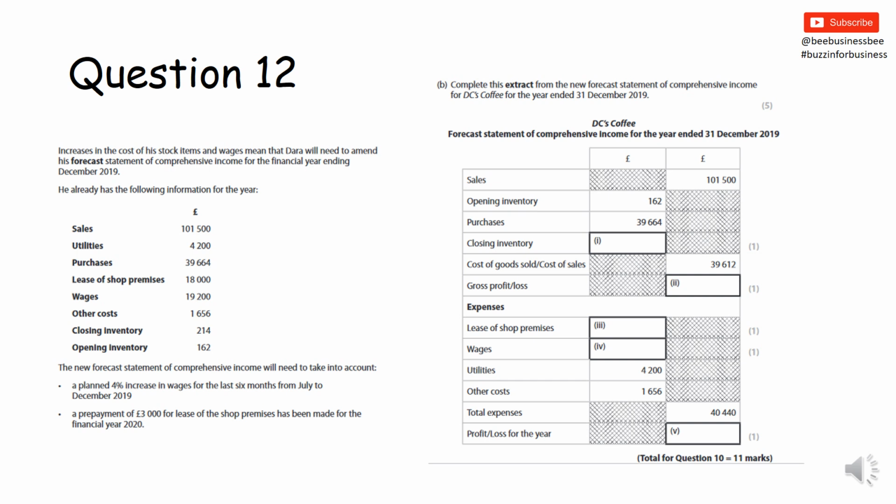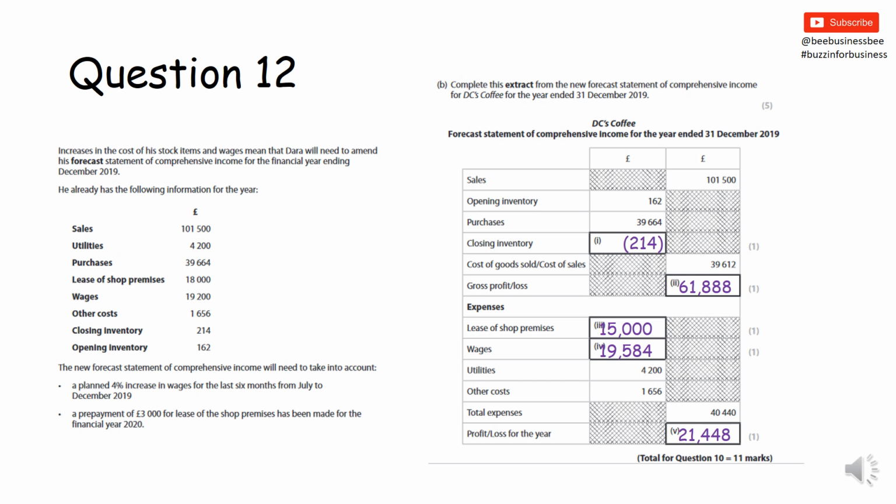And question 12. You can see here in question 12, you need to make some amendments and obviously finish off the statement of comprehensive income. So firstly, you need to work out your closing inventory, which is done quite simply. If you remember your formula to work out cost of goods sold, it's opening inventory plus purchases less your closing inventory. So you need to do 39,664 plus 162. And then you need to take that away from your 39,612 and you would find the missing number of £214 for your closing inventory.